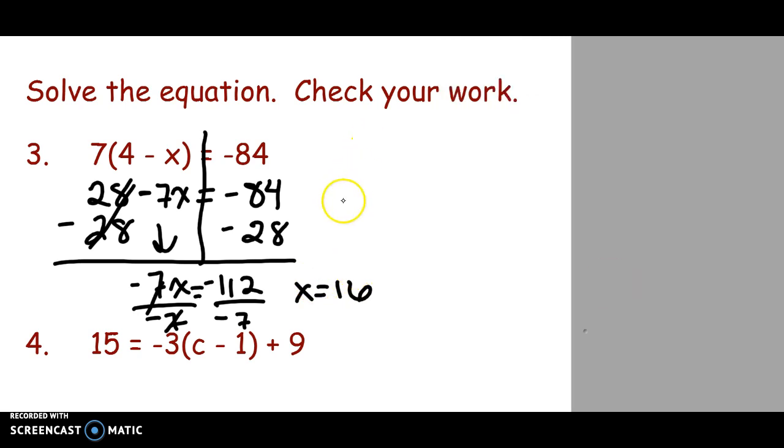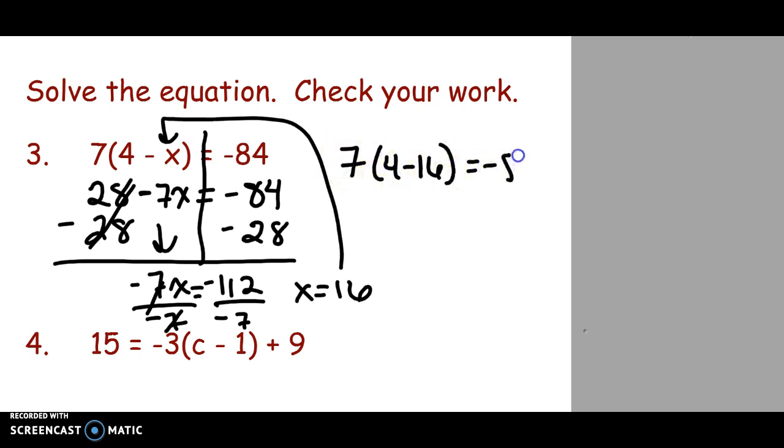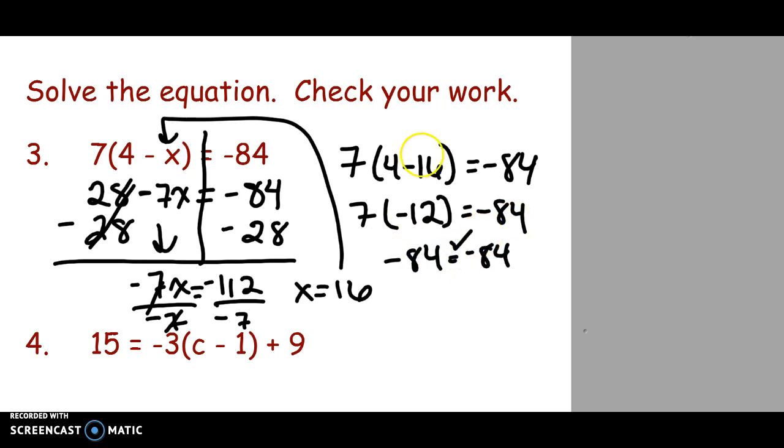Plug that back in for x, so I'm going to plug it in there to your original. 7 times 4 minus 16 equals negative 84. 4 minus 16 is negative 12. Negative 12 times 7 is negative 84, which equals negative 84. So you're checking to make sure that the left side is the same value as the right side.